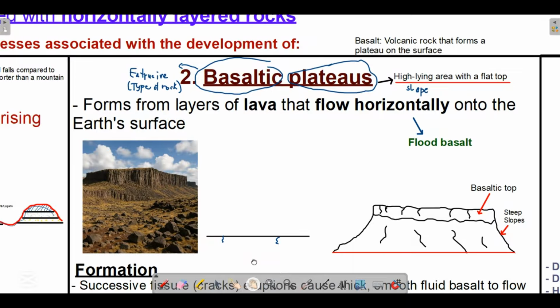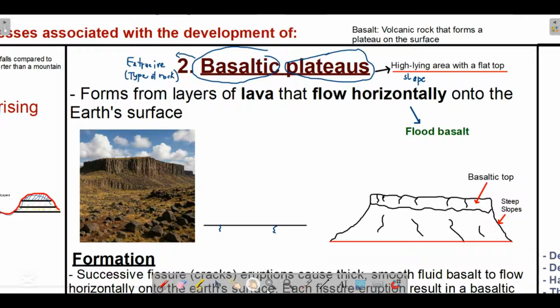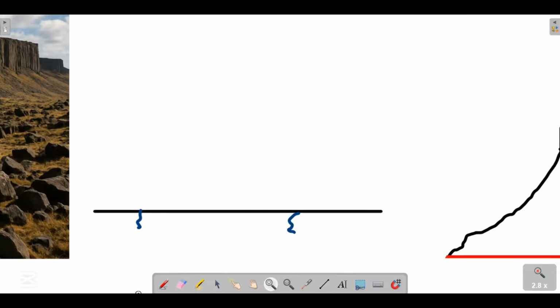So that is exactly how they form, guys. They form from layers of lava. First, you have to have a crack, or we call them fissures. Okay, those are simply cracks. So if you have cracks on the Earth's surface, then you're going to have magma making its way through those cracks and flooding, basically. We also call these flood basalts. They will flood and form this particular layer. So they're going to form the first layer like that.